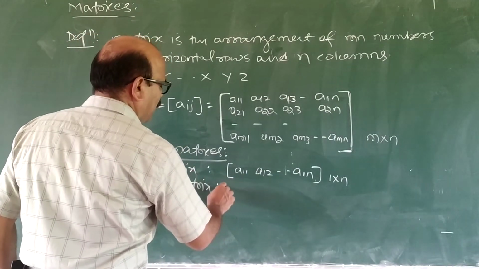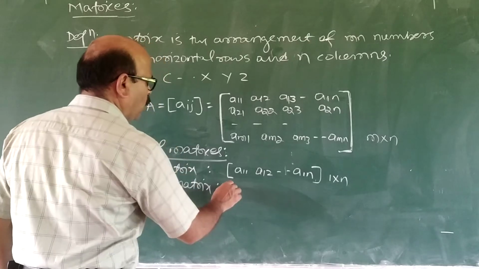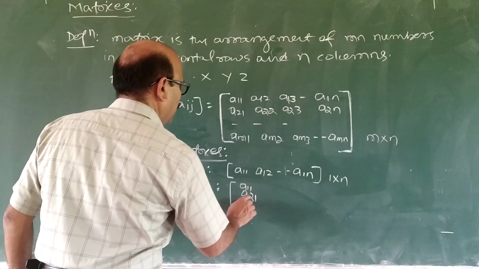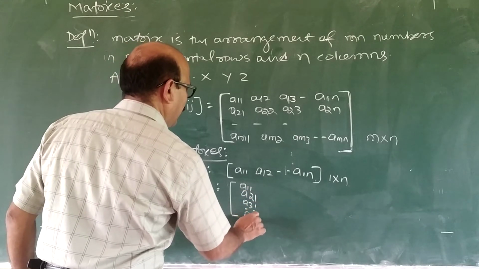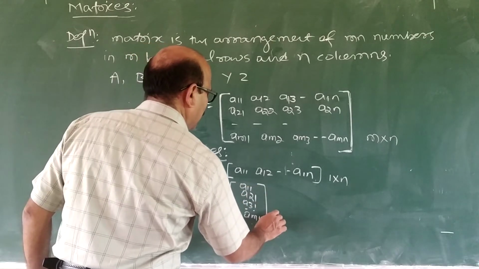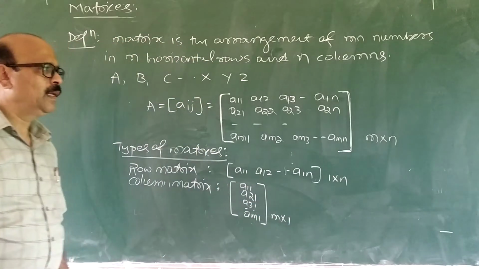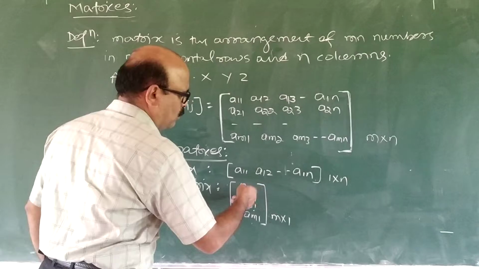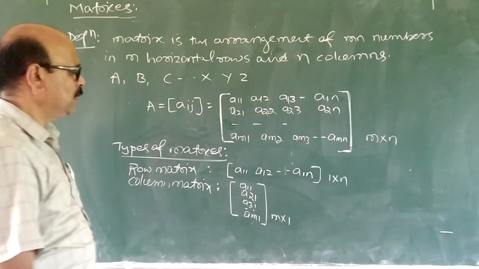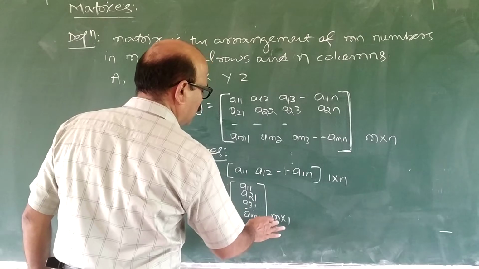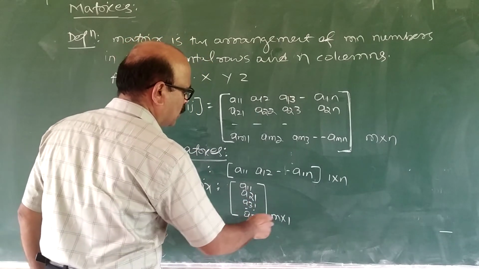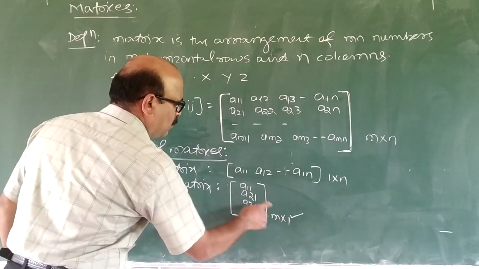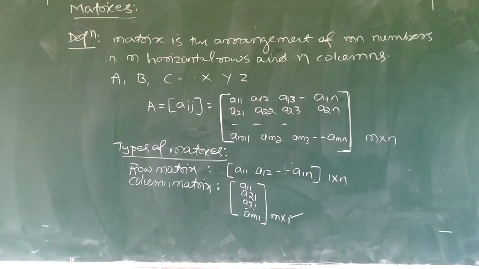A column matrix means a matrix having a single column, only one column. Example: A11, A21, A31, etc., Am1. It is an m by 1 matrix. What is the order of this? The order is m rows and one column. The number of rows is m: 1, 2, 3, etc., m. What is the column? Only one column. That is the row matrix and the column matrix.